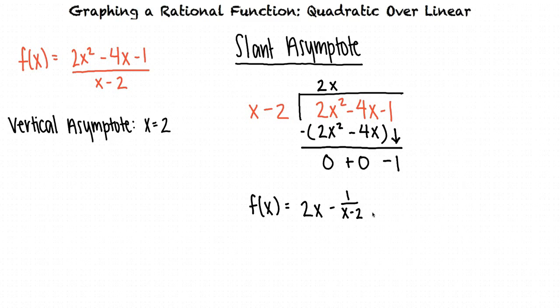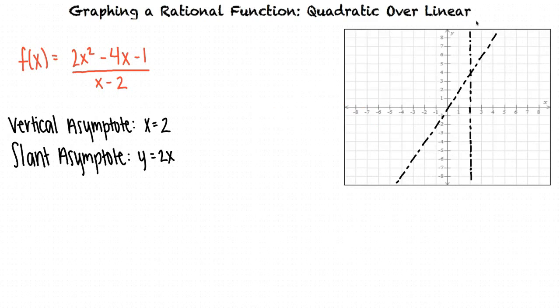Now we can see that as x increases to infinity or decreases toward negative infinity, this term, the negative 1 over x minus 2, will approach 0. If that term approaches 0, then f of x will have to approach 2x as x increases or decreases, right? That's exactly right. So we can identify our slant asymptote as y equals 2x. Now that we've identified our asymptotes, we can place these on the graph. So we have a vertical asymptote at x equals 2 and a slant asymptote at y equals 2x.